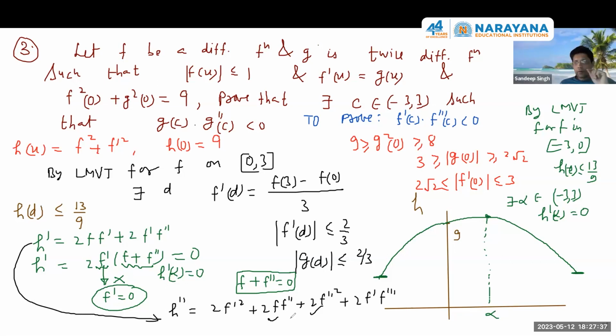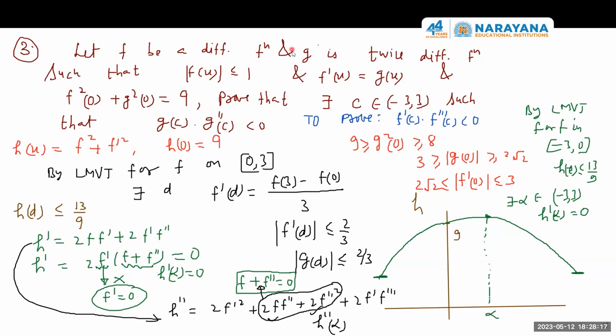I am deliberately calculating the value of h double dash at alpha, because I can only evaluate at alpha since I have the information only at alpha. So h double dash alpha will make sure that these two middle terms vanish, because f plus f double dash is 0. Agreed?